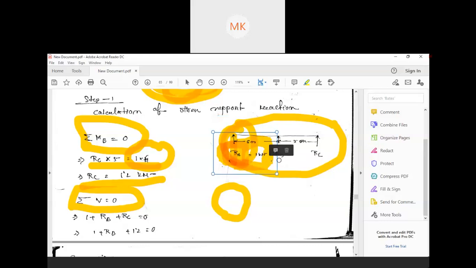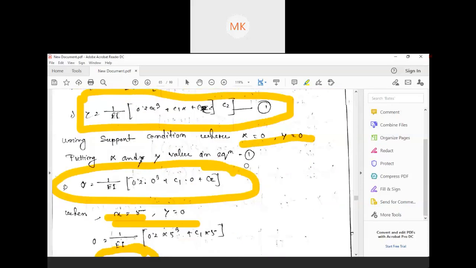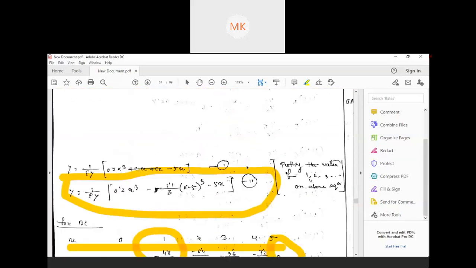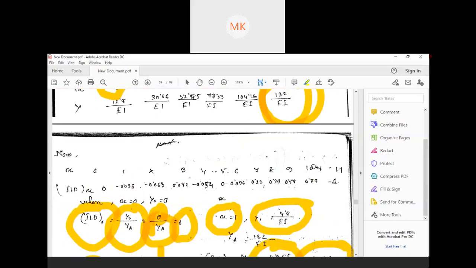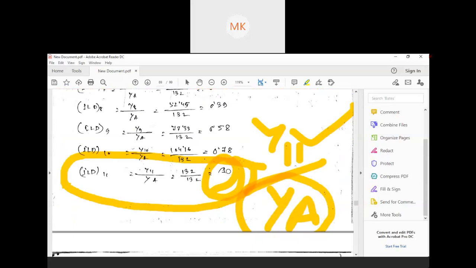Next we need to do the calculation for this RB and RC only. For that we are using this equilibrium equation. So you assume this RA as 1 unit, and you can also come to know from the calculation whether the unit load assumption is correct or not. If you are assuming 1 kilonewton is wrong, then you will not get this last value as 1. From the calculation you will get 1.